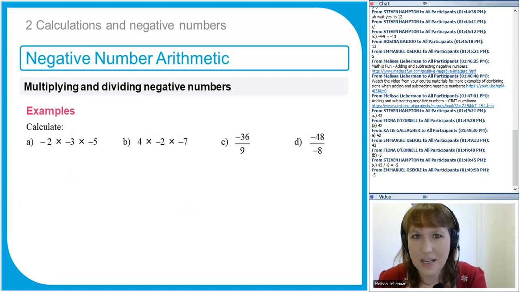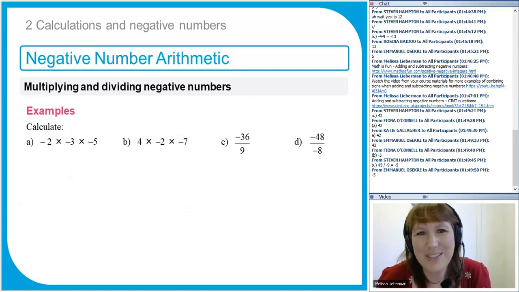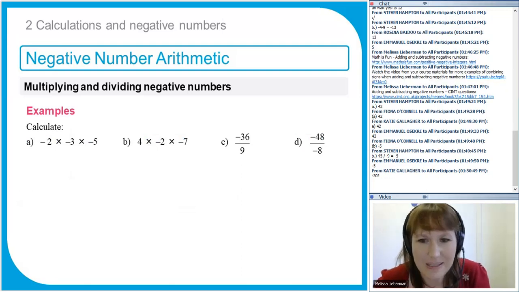Now here for example A, I've got 3 numbers. I just want to have a look at what happens if I've got 3 numbers. So we've got 3 numbers and they're all negative. Now I know that 2 negative numbers gives you a positive answer. What do 3 negative numbers do? Well, we just do it step by step. So first of all, work out minus 2 times minus 3, and then multiply the result of that by minus 5. So this is the way it works.